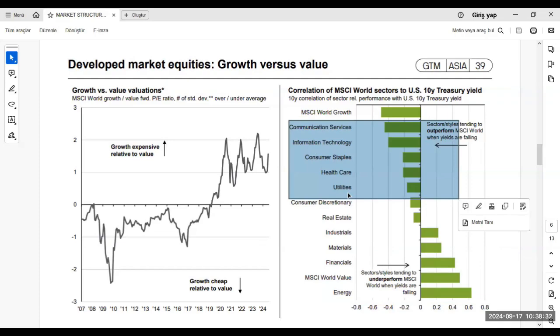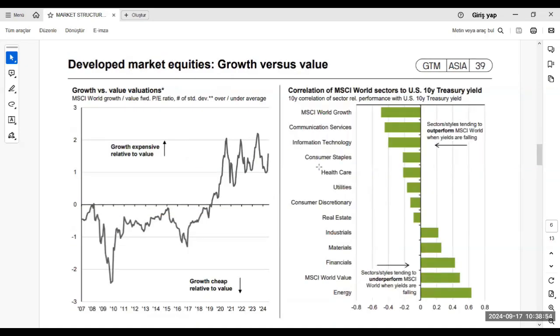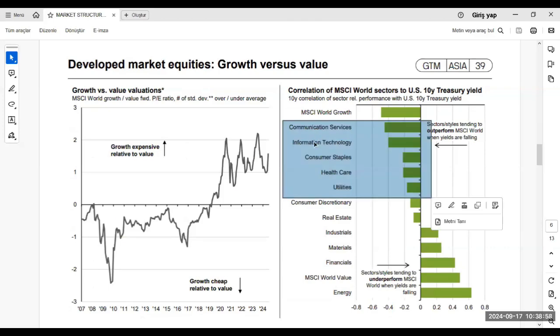So now I decide first which country: China, then Singapore, then Philippines, and maybe ASEAN countries as well. So in those countries, I will choose these sectors: communication, information technology, consumer staple, healthcare, and utilities.